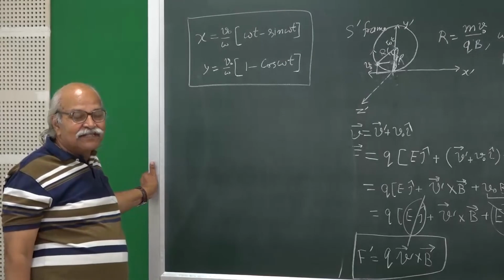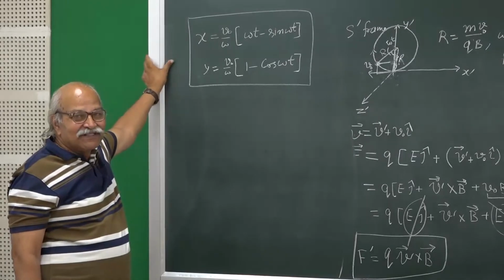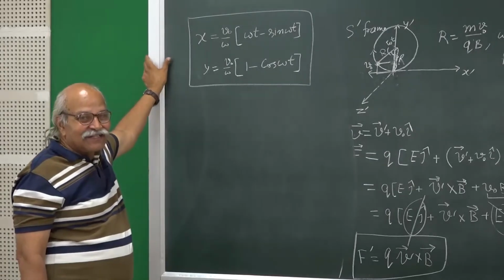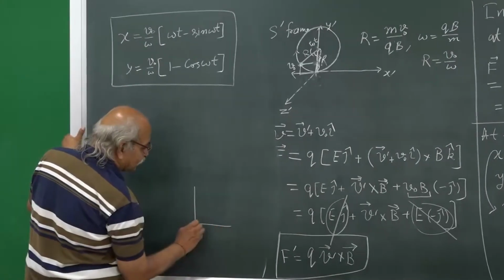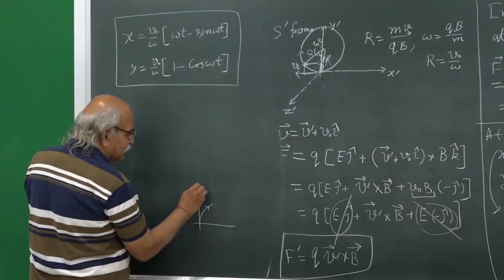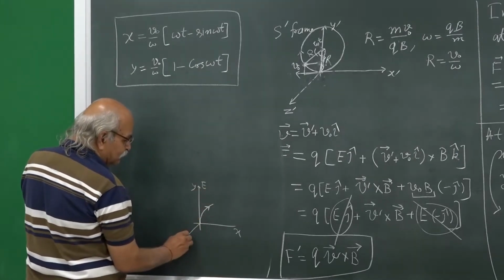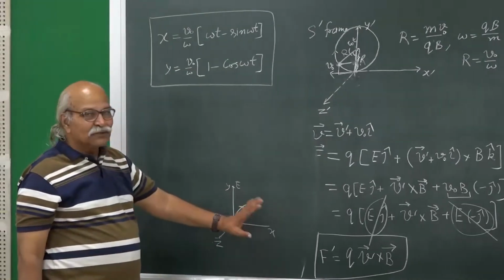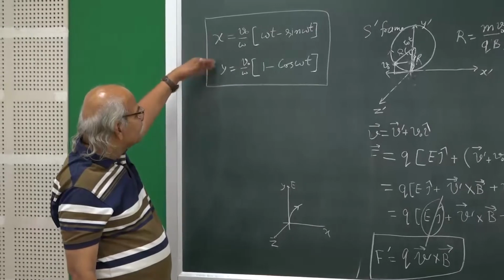Now our next question is, what is the shape of this path? For that we need to do some calculus. We did say that it will start like this. This is our x axis, this is our y axis, the electric field is here and the magnetic field is in the z direction. From qualitative analysis we said that it will start like this and go somewhere, but for the exact shape we have to study these equations.